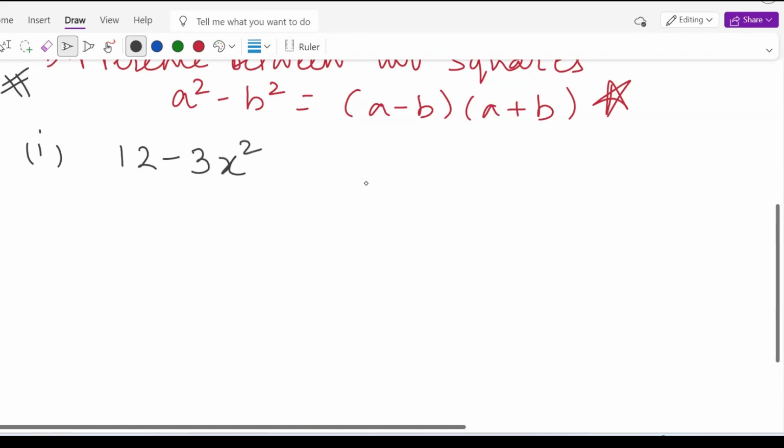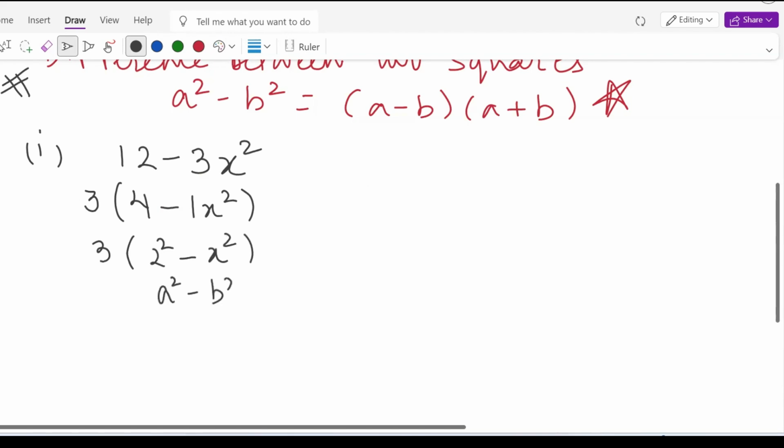Now directly, if you observe this, it doesn't look like a square minus b square. So I'm going to do the basic thing here, which is taking common. From these two terms, definitely I can take 3 outside. So 3 common. 3 4s are 12, so 4 comes here. 3 1s are 3, so 1 and x square. Now, if you notice carefully, it looks like a square minus b square because 4 can be written as 2 square and x square as it is. So this is our a square minus b square. In this case, our a is going to be 2 and our b is going to be x.